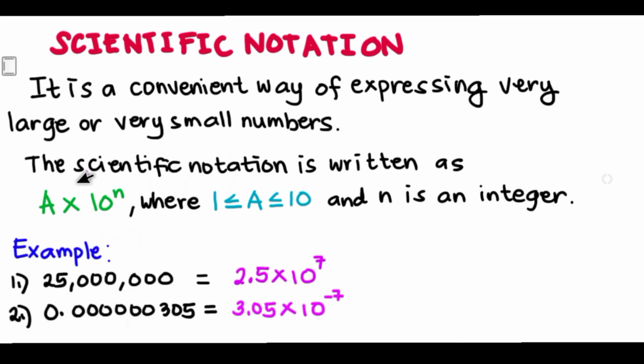So let's have an example. Ito po yung example ng very large number. Pwede po natin siyang gawing into scientific notation. Ito po yung magiging scientific notation niya. And then ito naman po yung very small na number. Pwede rin po natin isulat into scientific notation. And so, paano po natin yan gagawin? Yun po yung lesson natin today.